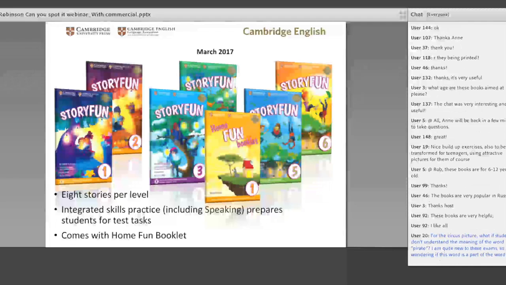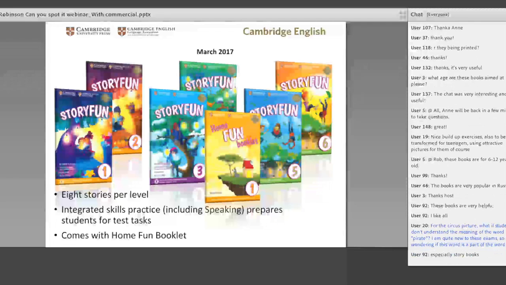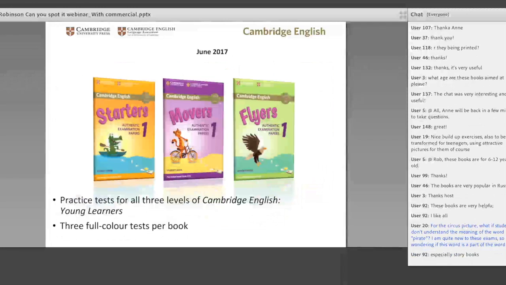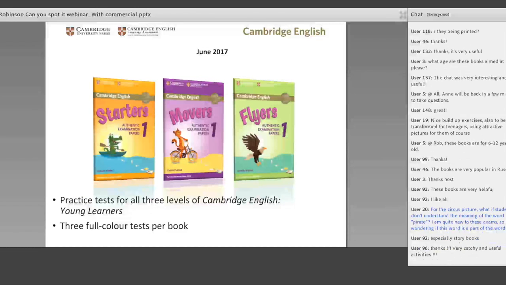Getting some nice comments there about our books. That's great that you're familiar with these. And we also have 3 sets of full colour practice tests for the revised exams, and these are available so young learners can know what to expect on test day.